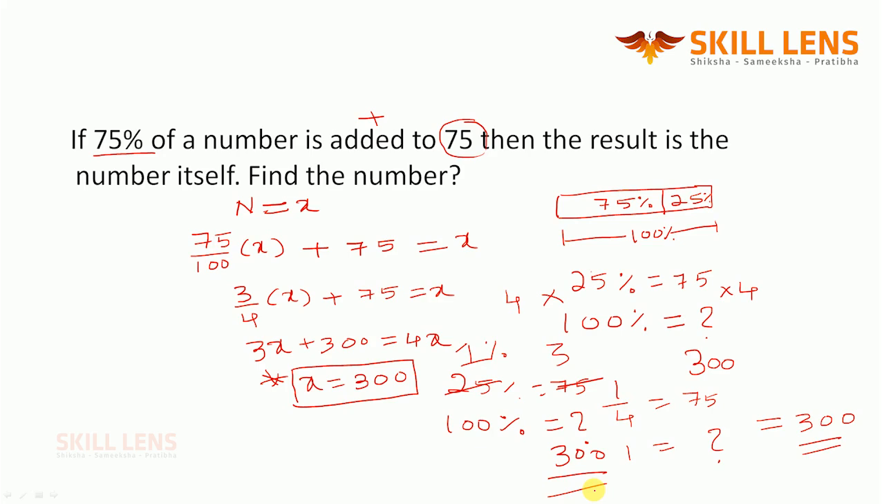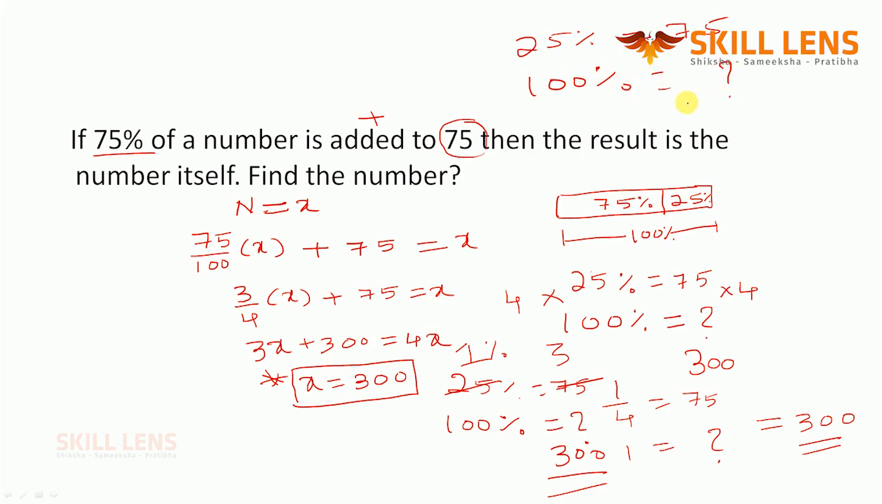75% of a number is added to 75. Ask yourself a question. 75 was given. I don't have any business with 75. Remaining is what? Out of 100, 75 is gone. Left with 25. That 25% is what? 75 rupees, whatever you assume. Yes, 25 is 75. Then 100 is what? That's it.